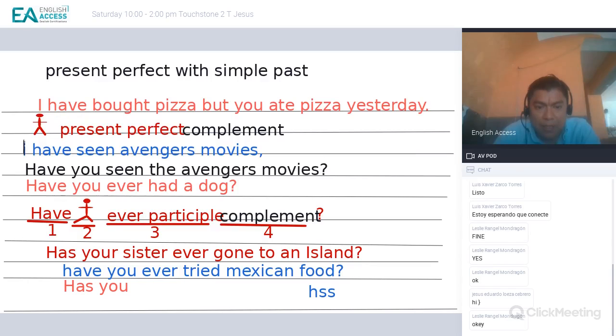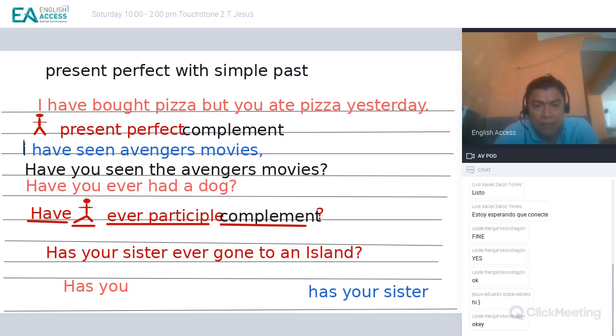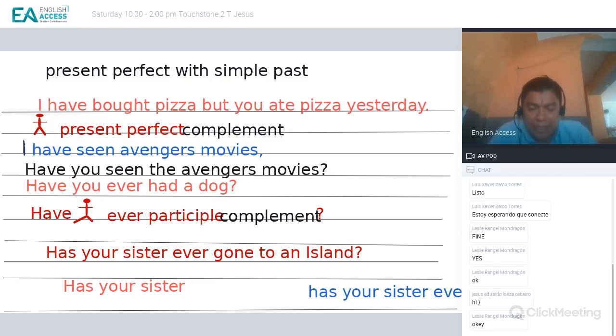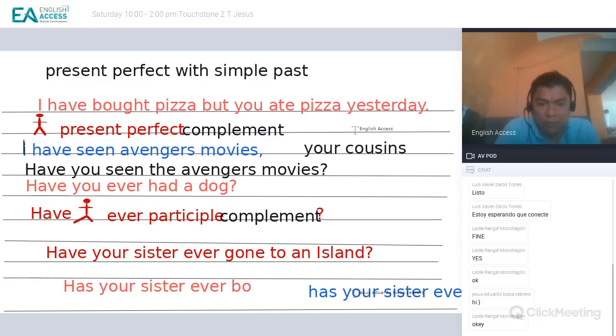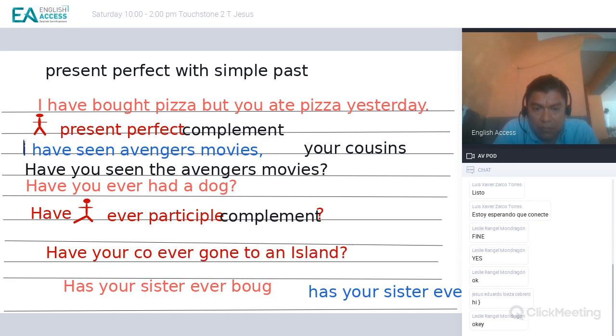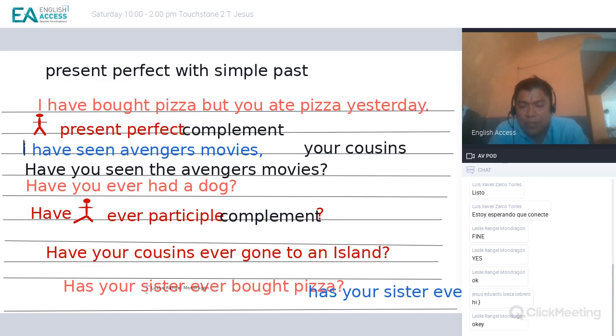You need more space, Leslie? Let me erase some of my participations. There, there you go. Ask your sister. Yes. What about your cousins? Now let's write an example with your cousins. Yes, have your cousins. Perfect. Good job, Javier. Leslie, good job. Has your sister ever bought pizza? Good. Good.